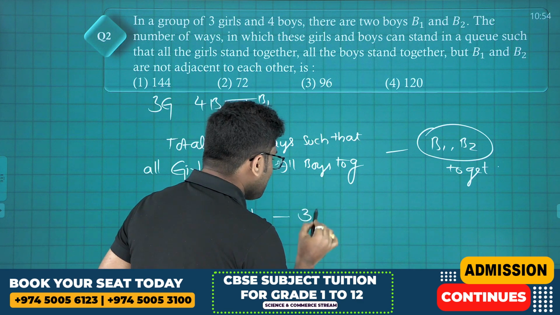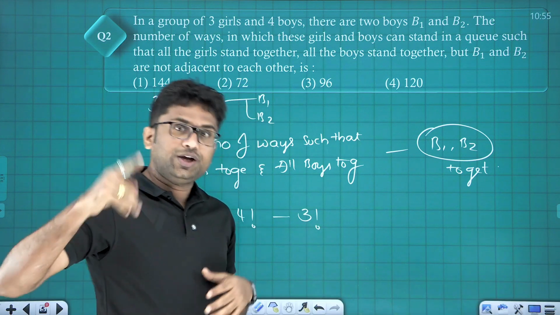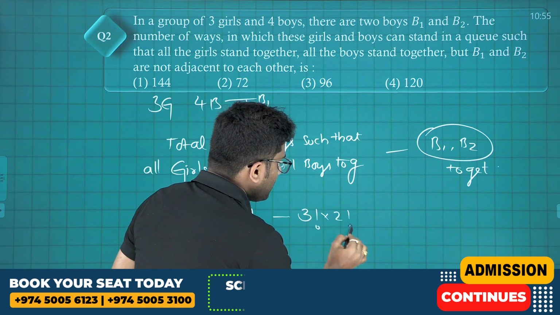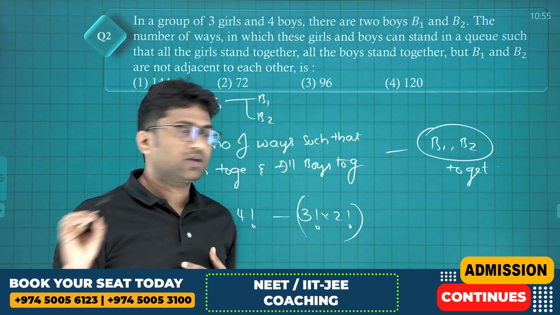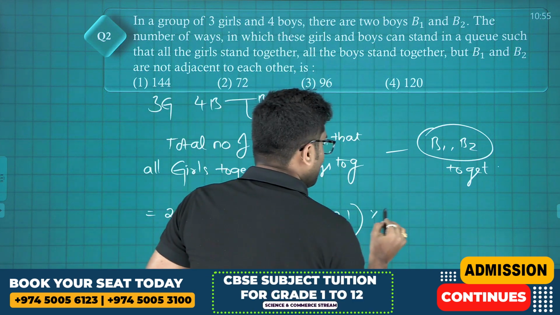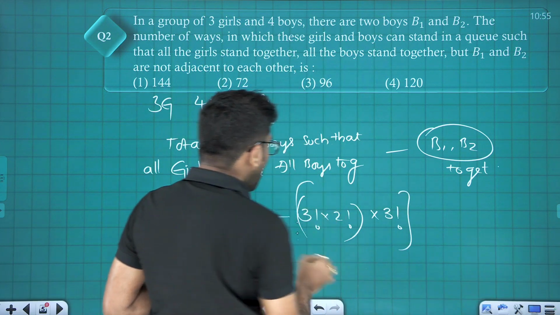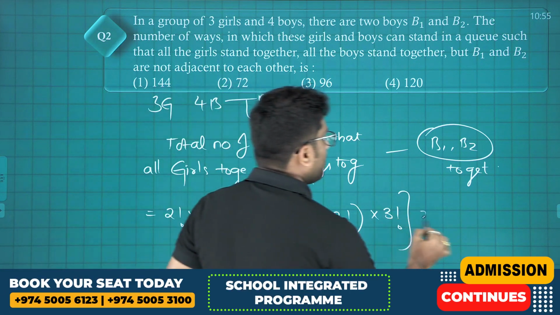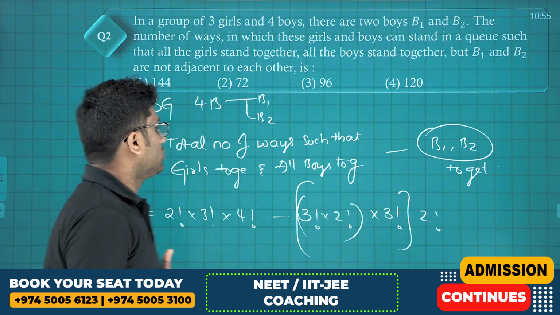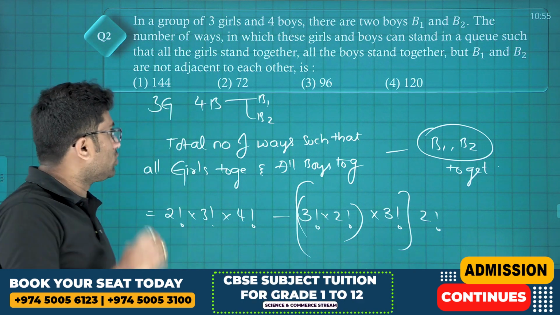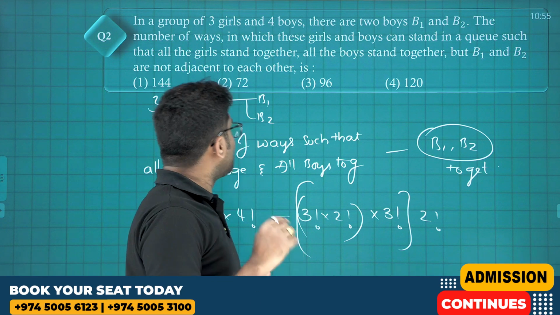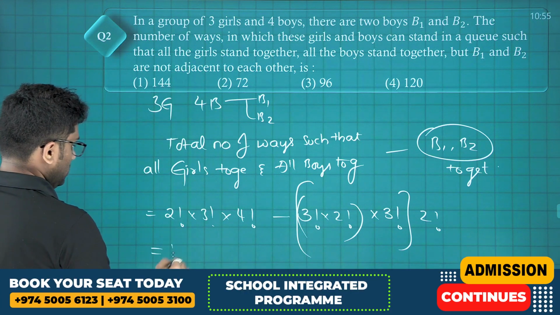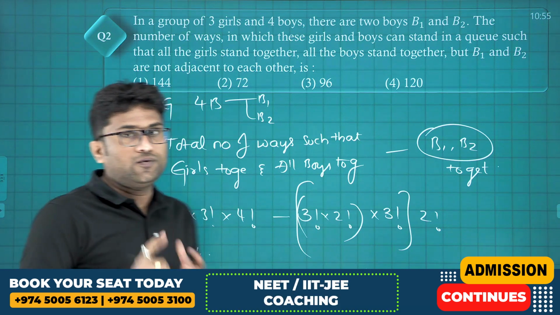So 3 units can be arranged among themselves in 2 factorial ways, into B1 and B2 internally can be arranged in 2 factorial ways. Okay, this is regarding boys. Next, 3 girls together means 3 factorial. When all boys together and all girls together, we have only 2 units now, so those 2 can be arranged in 2 factorial ways. So that is 2 factorial into 3 factorial into 4 factorial minus 3 factorial into 2 factorial into 3 factorial into 2 factorial, which equals 144.